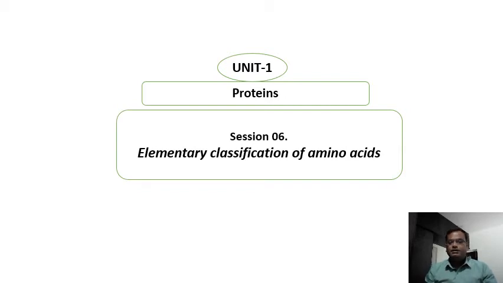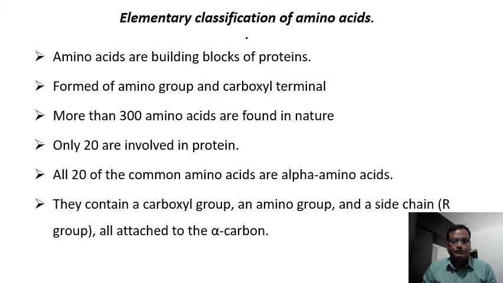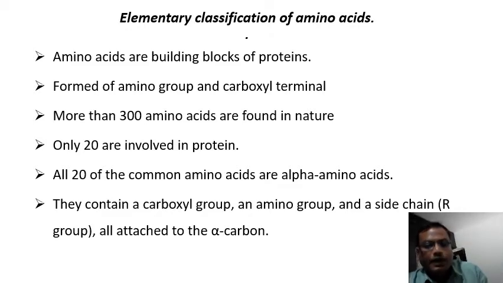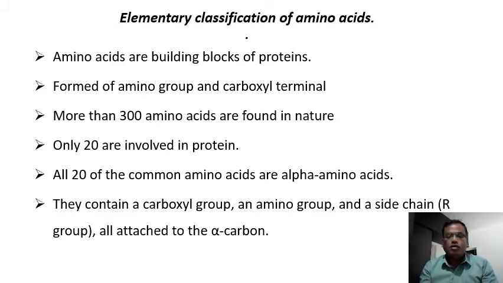Now, in this session, we'll study the protein molecules and the elementary classification of amino acids. Now, amino acids are the basic components of proteins. And there are 20 amino acids which form the proteins. And actually, the amino acids are made up of amino group and carboxyl terminal. And more than 300 amino acids are found in nature, but only 20 are involved in the formation of proteins.